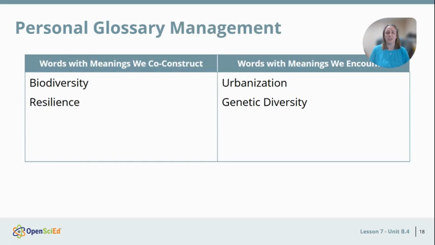Biodiversity and resilience are talked about during the Serengeti unit, so we have seen them before, but we add new details to these previous definitions to create a more precise co-constructed meaning. We also see urbanization and genetic diversity in this lesson, which also have meaning early in this unit and now.